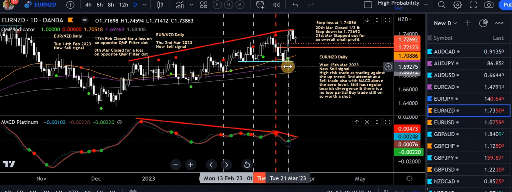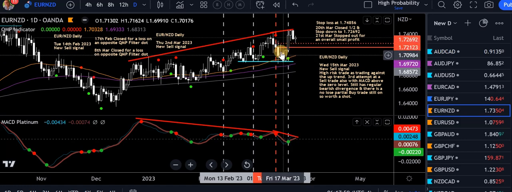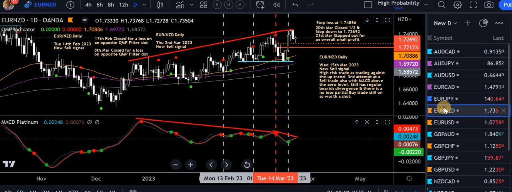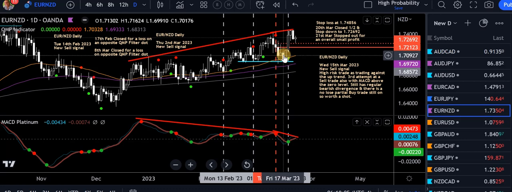And there was a buy signal. I decided against taking the buy signal, but I stopped out for the sell for an overall small profit. So no dramas on the sell. As I said, I'll just leave this on the chart to show you guys what's happened during the week, and I'll tidy it up after.